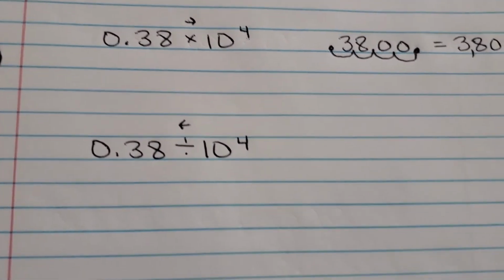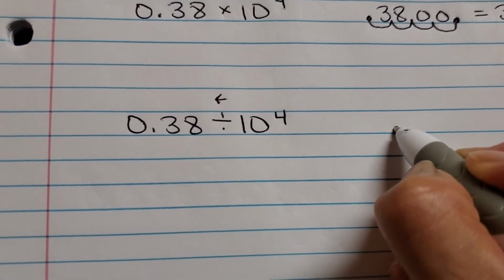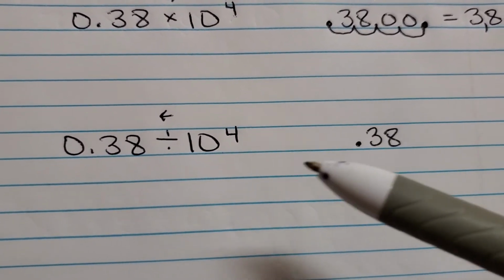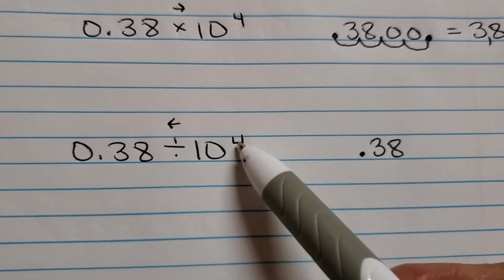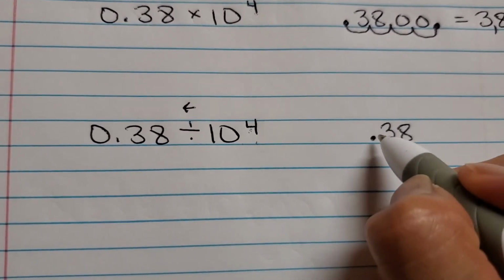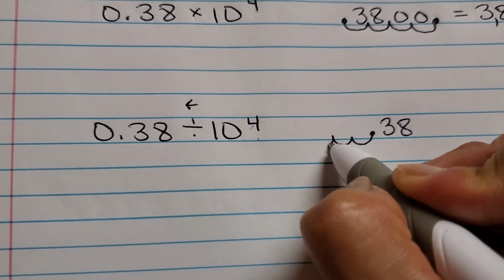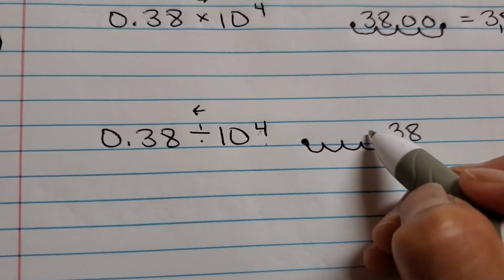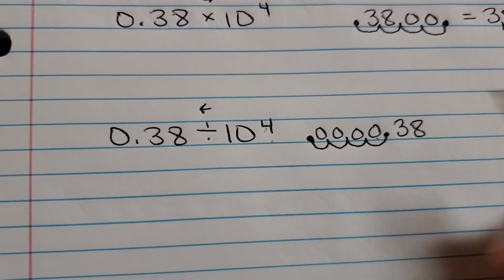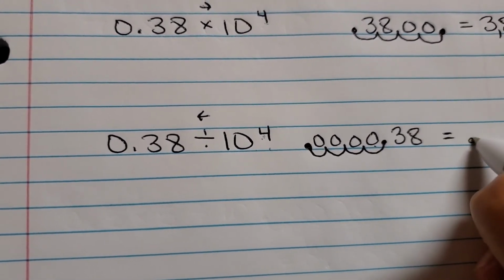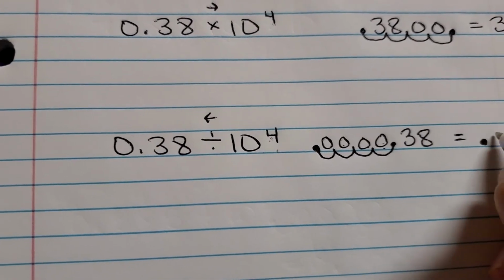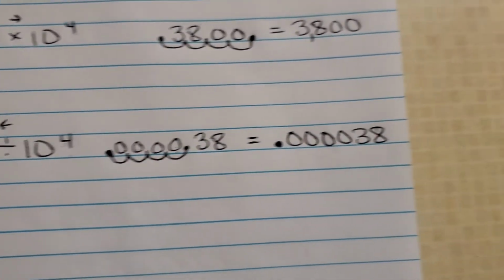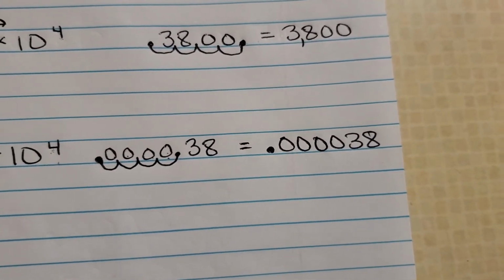And my last problem, same thing, 0.38. I'm moving my decimal to the left. How many times? 4 times, because my exponent tells me. So let's go 1, 2, 3, 4. And that's where the decimal goes. So remember, each of these gets a 0. And that is my new number. So here's my decimal. 1, 2, 3, 4 zeros. 3, 8. And that is my new number.